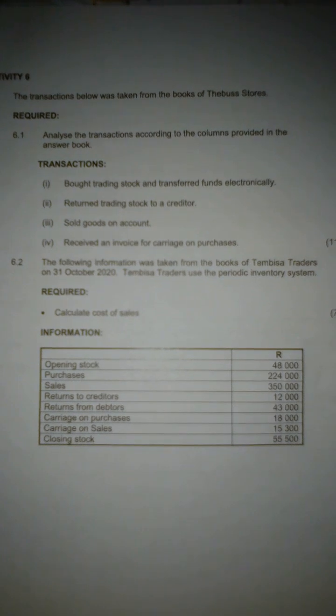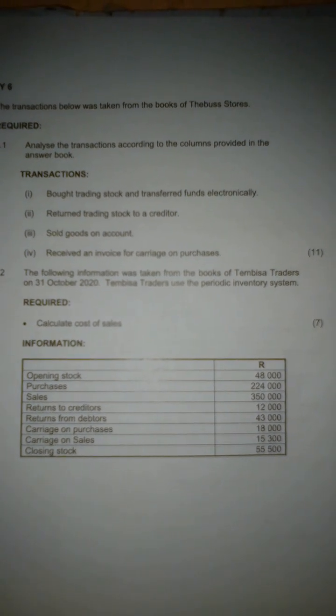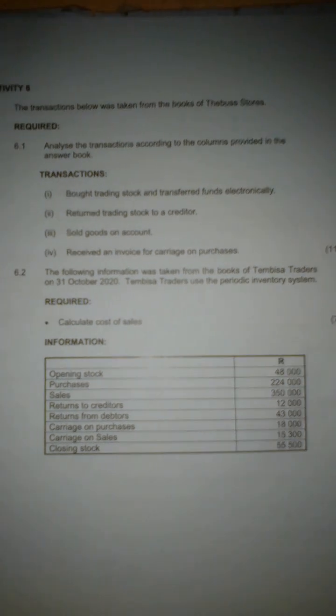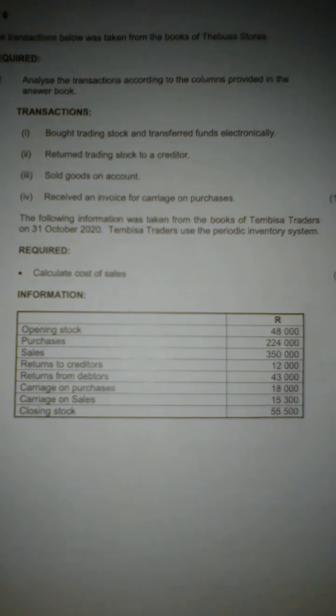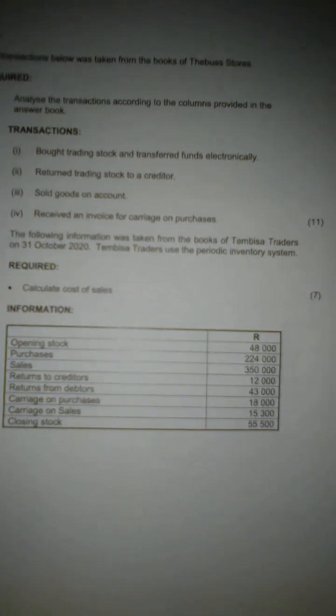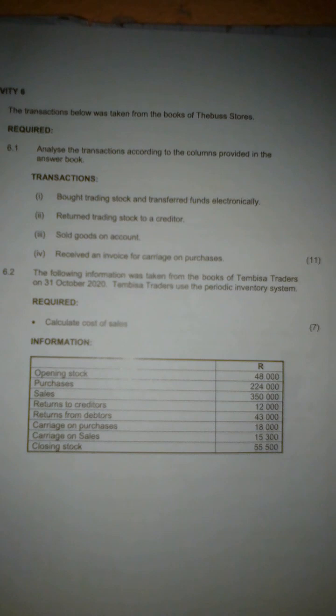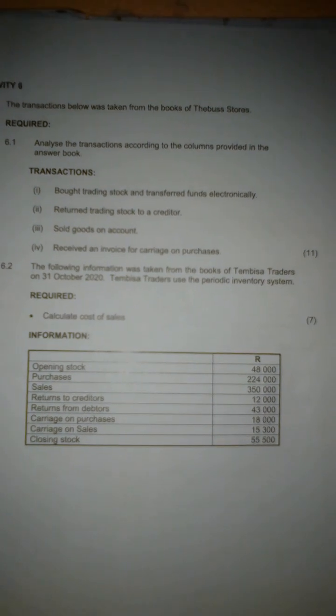Bought trading stock and transferred funds electronically. In other words, they are telling us that the trading stock was bought on cash. So which two accounts are going to be affected? Remember the double entry principle. Whenever a transaction takes place, one account is supposed to be debited, the other one is supposed to be credited.